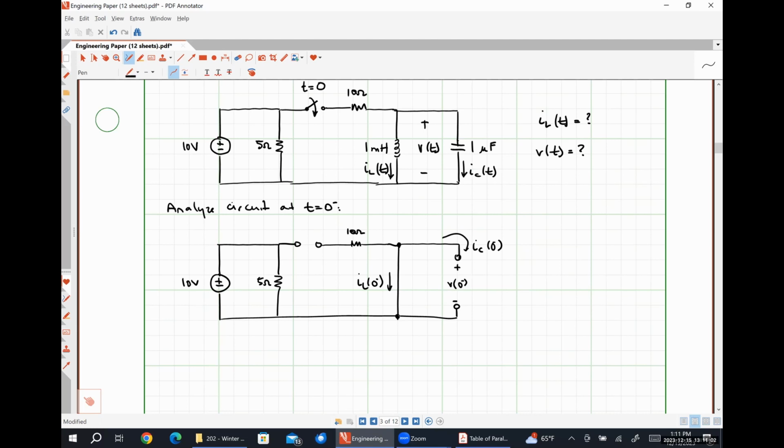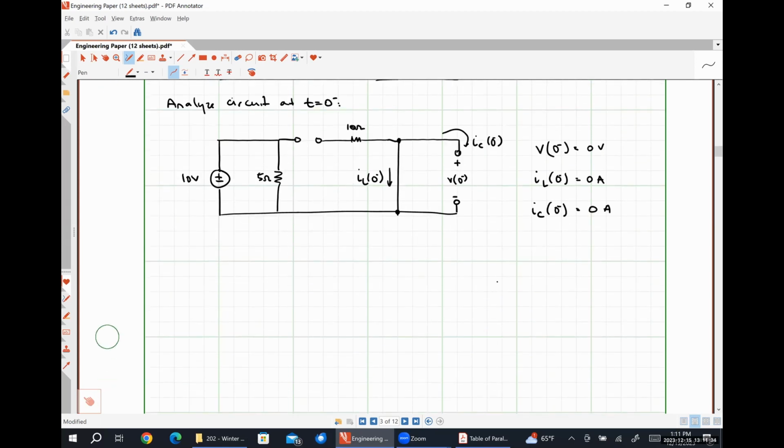So let me write those down. v at 0 minus was 0 volts. iL at 0 minus was 0 amps. And iC at 0 minus was also 0 amps. So there's our analysis at t is equal to 0 minus. This was fairly easy and straightforward. Any questions? All right. Now we're going to analyze our circuit at t is equal to 0 plus.